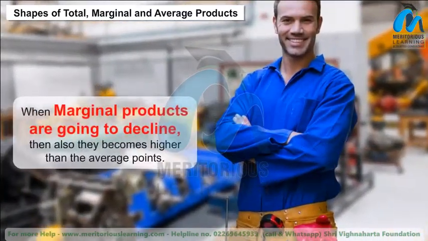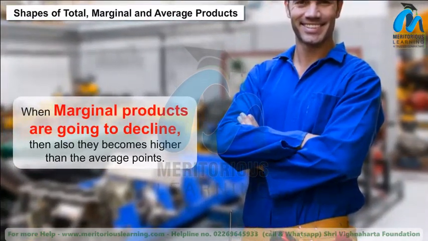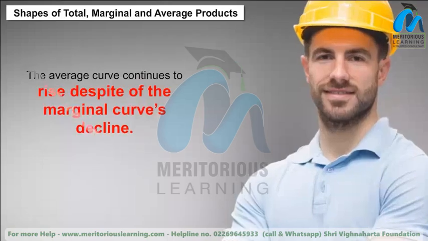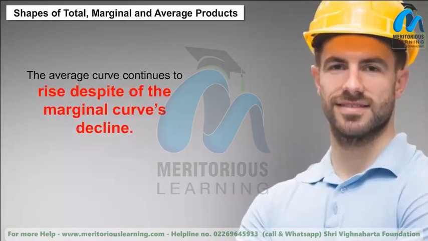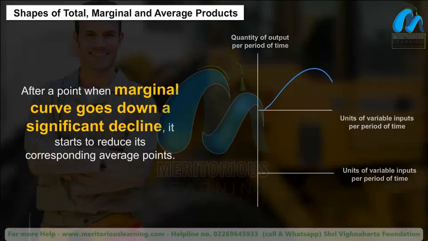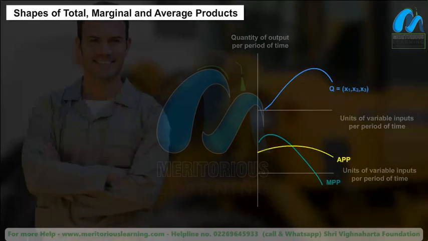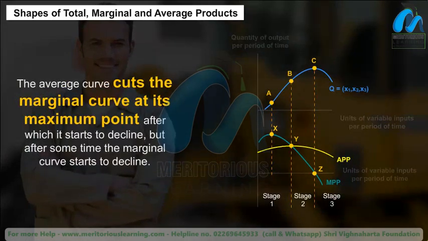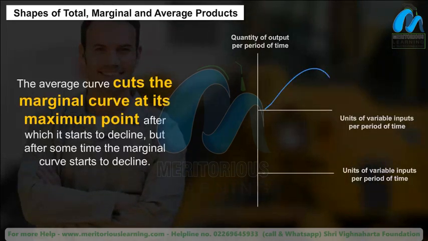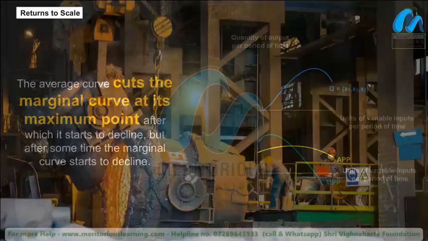When marginal products are going to decline, they are still higher than the average points. Thus, the average curve continues to rise despite the marginal curve's decline. After a point, when the marginal curve goes down significantly, it starts to reduce its corresponding average points. The average curve is cut by the marginal curve at its maximum point, after which it starts to decline. Returns to scale.